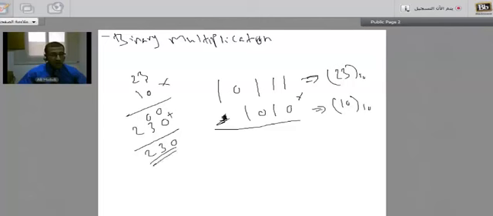Okay. So the same idea applies to binary. So let's start again. So 0 times all the above number, obviously it will be zeros. So we're going to have 5 zeros in here.